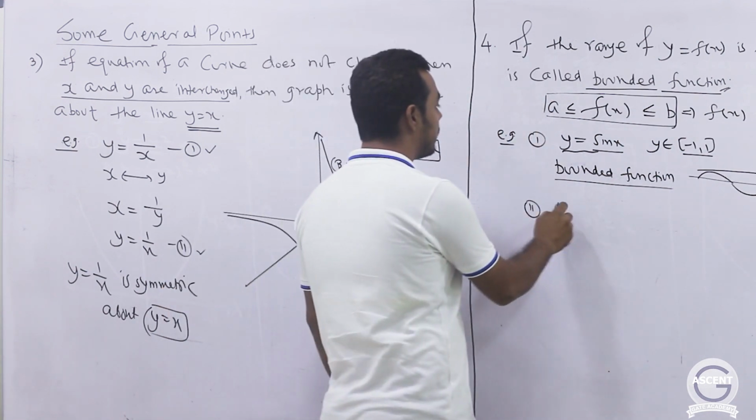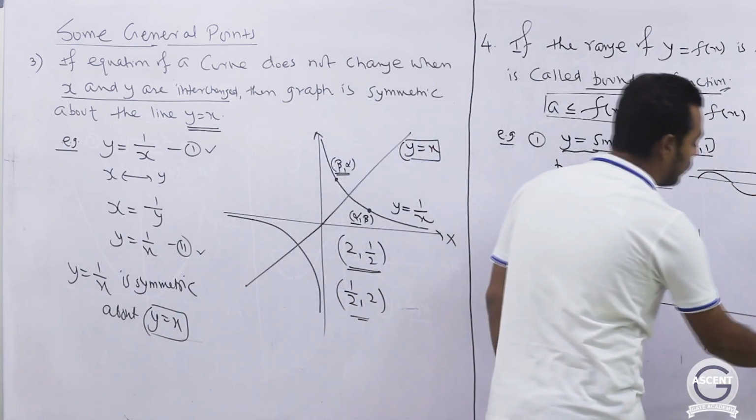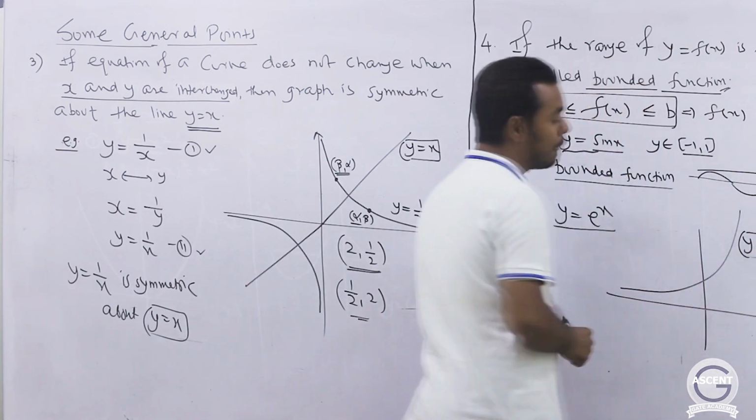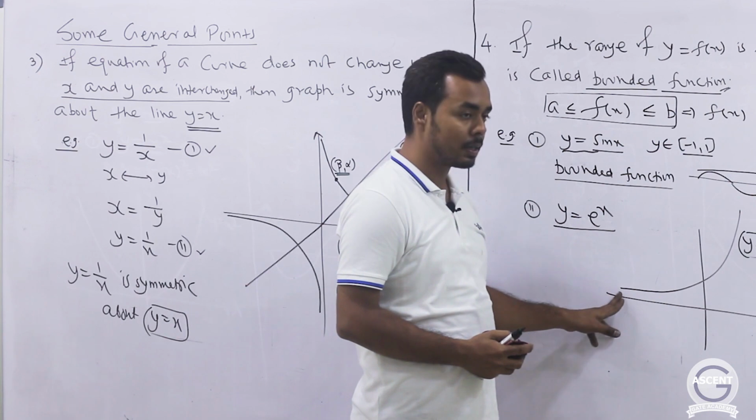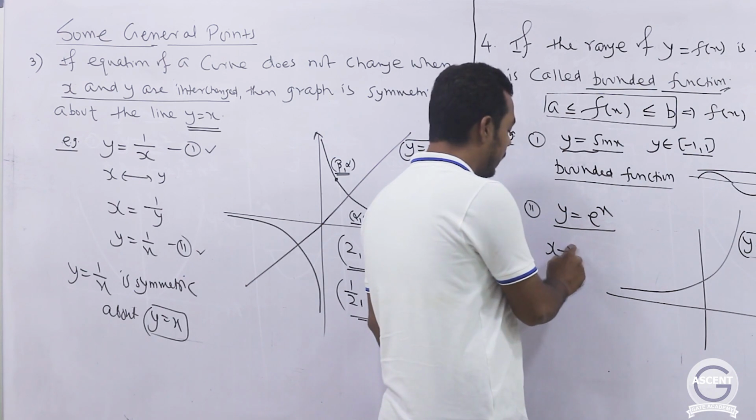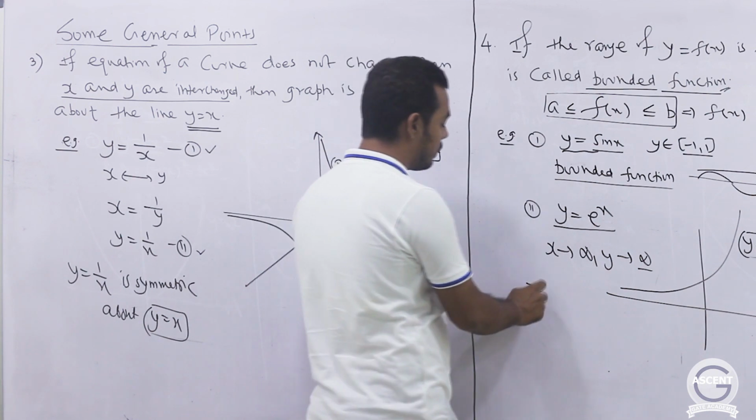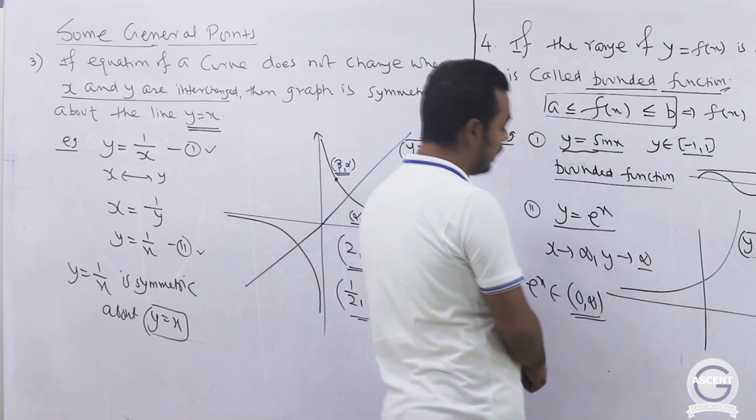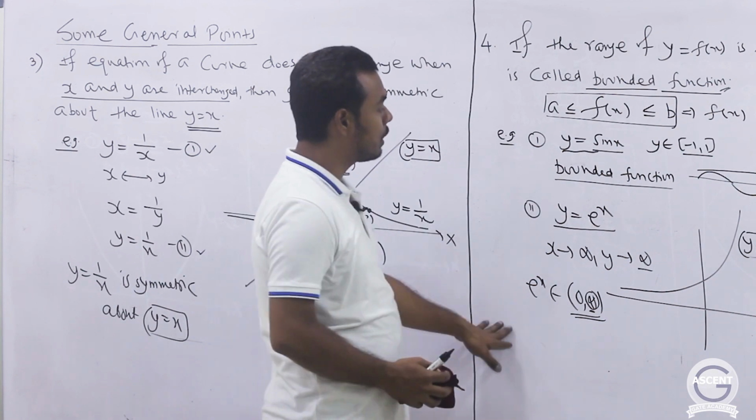But if you take another example, say y equals e to the power x. This will be the graph of y equals e to the power x. When x is minus infinity, y will be 0, so it will start from here. As you increase x, the value of y will increase, and when x approaches infinity, y also approaches infinity. If I ask you what is the range of e to the power x, it is always from 0 to infinity. So the maximum value of e to the power x approaches infinity, and therefore it is not a bounded function.